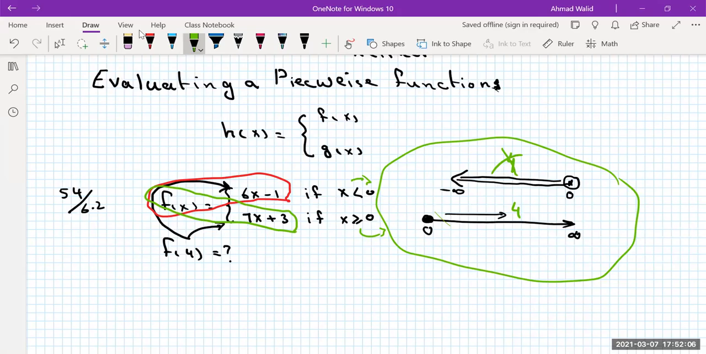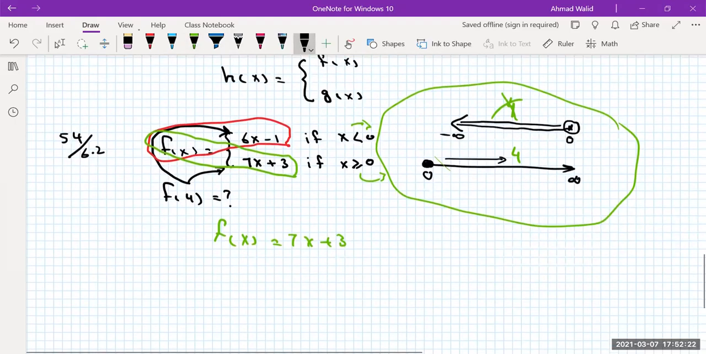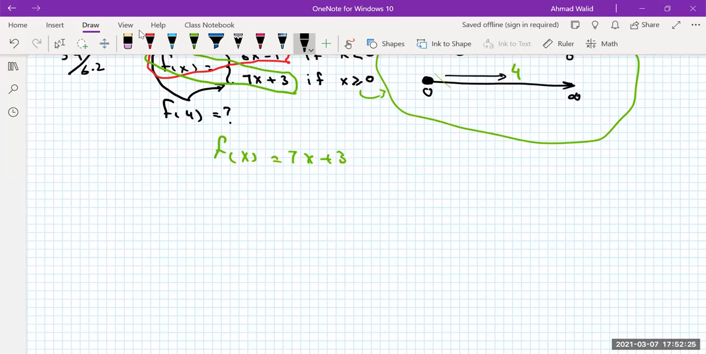Then if they ask you to evaluate f of 4, you should plug into the second function, which is f of x equals 7x plus 3. I used somehow green color, it's too light. Hopefully you can see it. I'll change it back to black. Did you see the reason why I chose the second function? Because the number that they are asking me to evaluate lies in the domain of the second function, not the first, right?